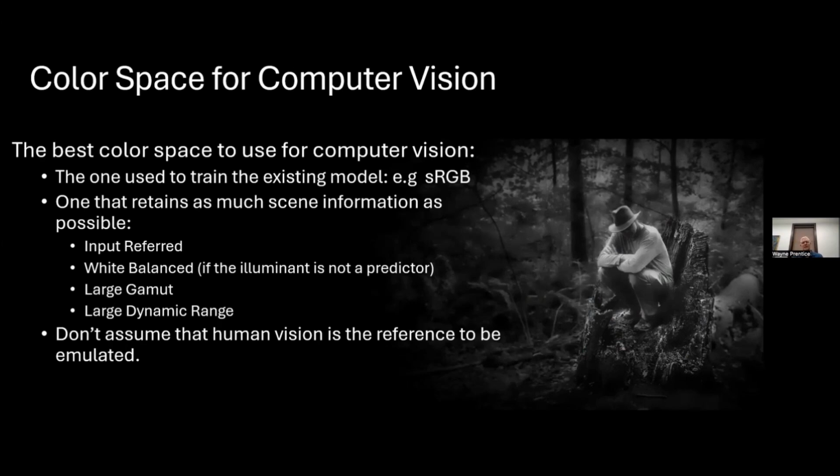And the other point to make is don't assume that human vision is the reference to be emulated. Our human visual systems work great for the things that we do, and we've evolved as a species and done pretty darn well. But our color vision system is for picking ripe berries from unripe berries. It's for being a good predator and avoiding being prey. Computer vision tasks may be none of those. And so the color space you want to use and the system you want to use is the one that emulates and best matches the discrimination task at hand.